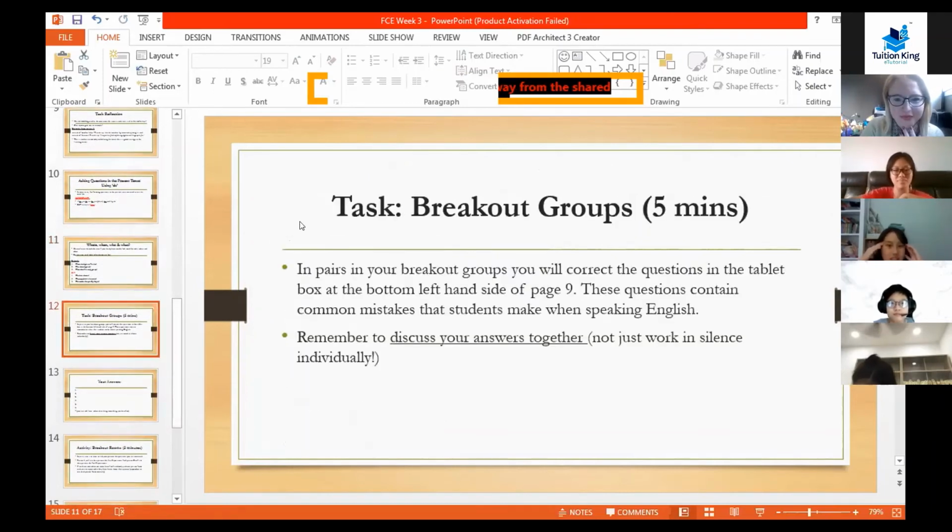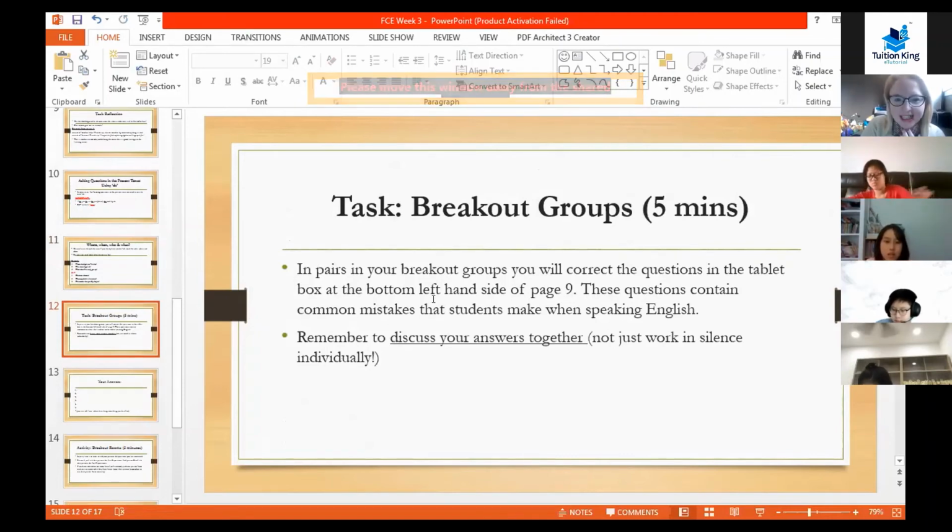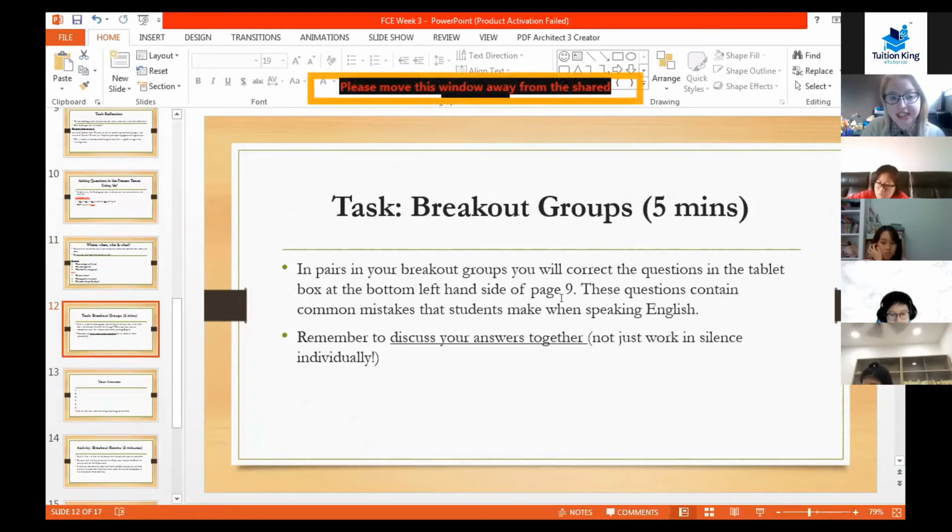Okay, so moving you on to the task. This is a task at the bottom left-hand side of page 9. I mentioned that there are some sentences that you need to correct, and these are in the form of questions. The mistakes in these are very common mistakes that English students make. So please discuss your answers together, as I said before, not just working individually. And I will show you the book, exactly which exercise I'm referring to.